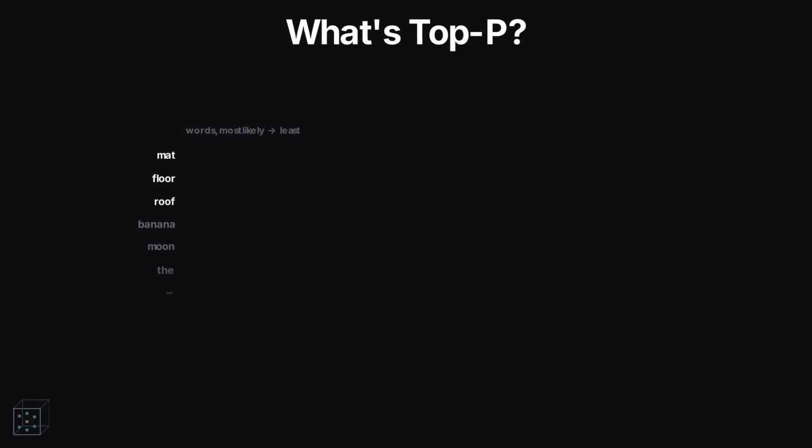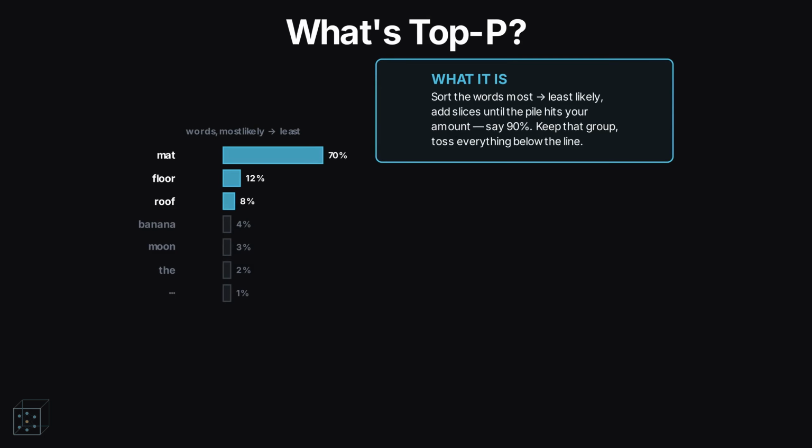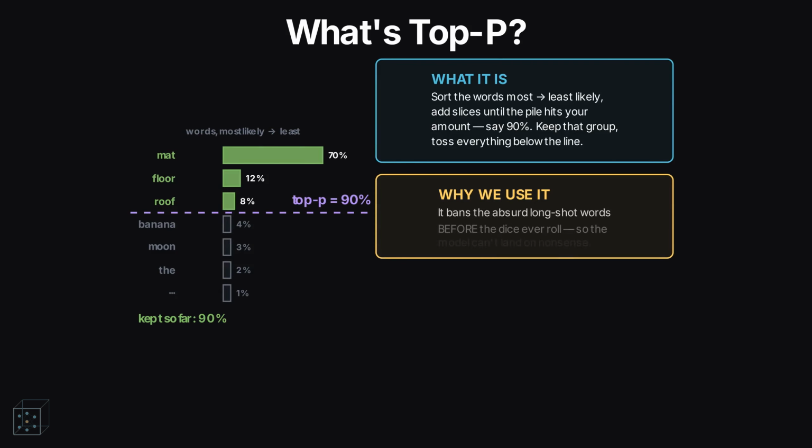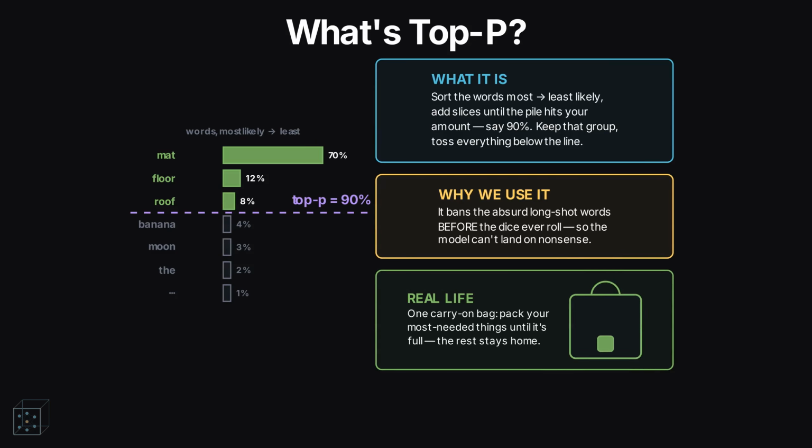It's called Top P. The idea is simple. Line the words up from most likely to least, start adding their slices together, and stop the moment the pile reaches your chosen amount, say 90%. Keep only that winning group, toss every word below the line, then spin among the survivors. Real example, like packing for a trip with one carry-on. You stack your most needed items until the bag is full, then everything left on the bed stays home.